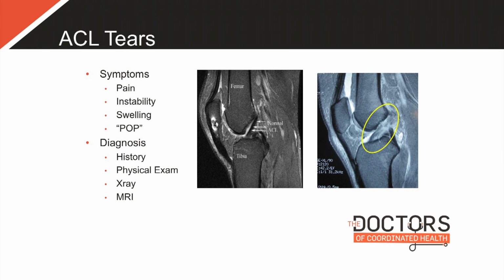I mean, there's the ACL, nice black line, looks perfect. We go here, black line, and then we see nothing right in there. So it's pretty easy to tell. MRI's pretty good with this. We can miss meniscal tears with MRIs sometimes. ACLs is pretty rare.